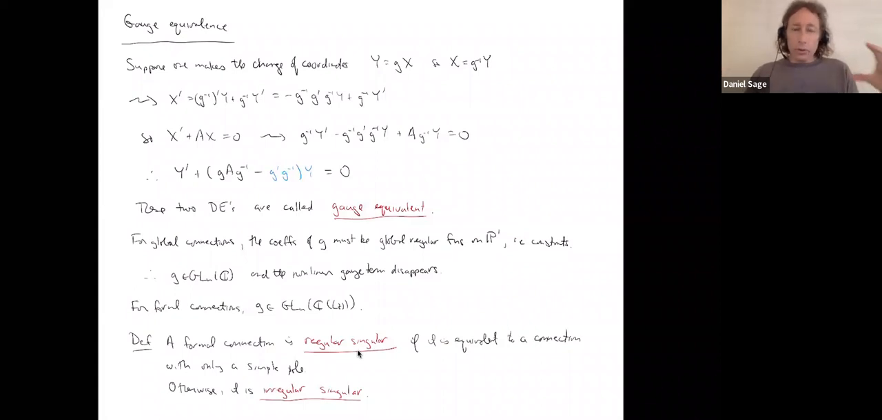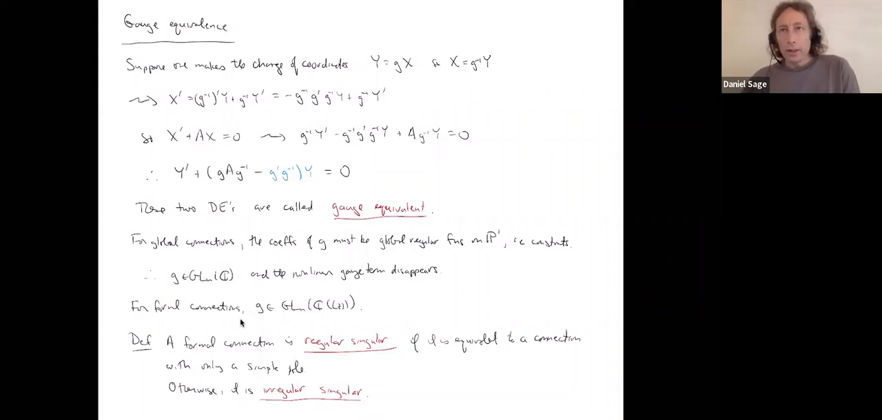All right, so we're now going to do the roughest possible classification of formal connections. A formal connection is regular singular if it is equivalent to a connection with only a simple pole. Otherwise, it is irregular singular.